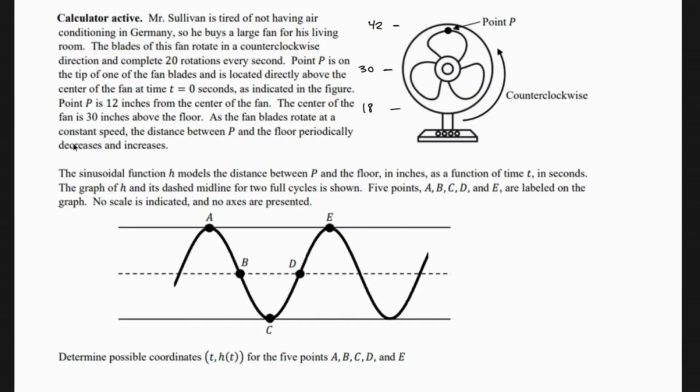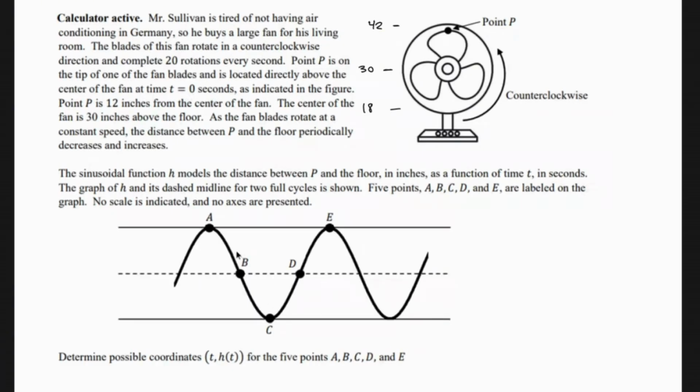As the fan blades rotate at a constant speed, the distance between P and the floor periodically decreases and increases. So it looks like it goes down first, then up, down, then up. So there's the waviness, as you can see down there. The sinusoidal function h models the distance between P and the floor in inches as a function of time t in seconds. The graph of h and its dashed midline for full cycles, 2 of them are shown below. 5 points A, B, C, D, E are labeled on the graph. No scale is indicated and no axes are presented.